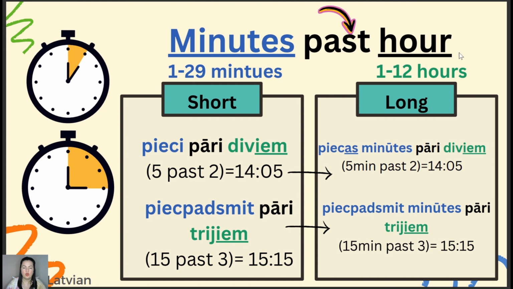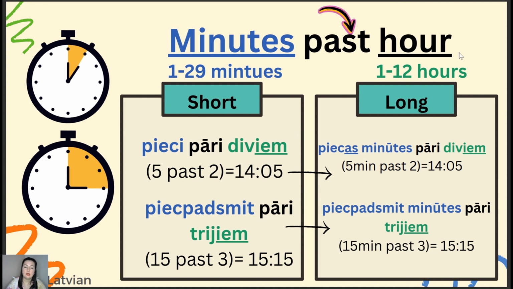And here you have a short version and the long version. For the minutes, you can use 1 till 29 minutes in this example and in 12-hour format. The shorter version is without minutes. 5 pāri 2, 5 past 2, or 14:05, 15 pāri 3, 15 past 3, or 15:15.